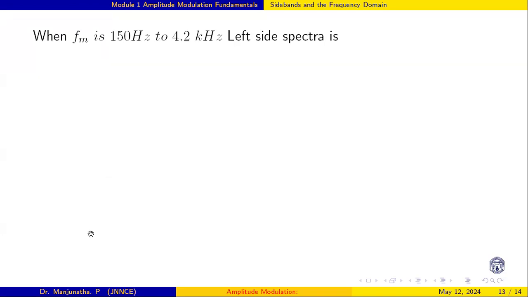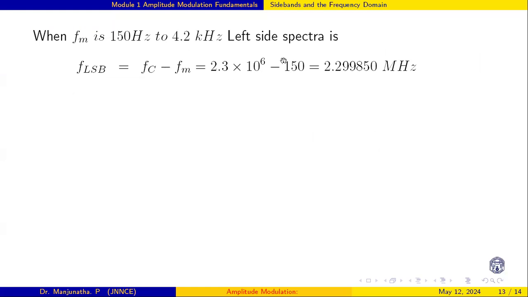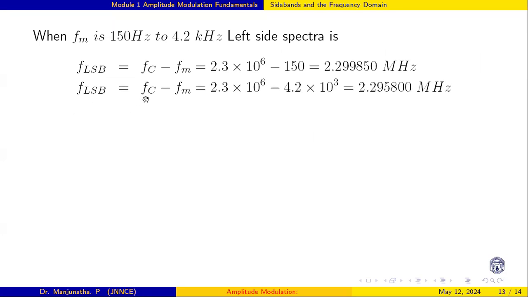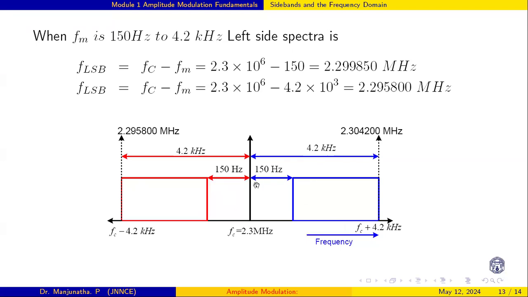Similarly, coming to the left side, fc minus fm: minus 150 hertz gives 2.299850 megahertz, and with 4.2 kilohertz, 2.295800 megahertz. How it looks is like this. This is the carrier frequency. From this place to this place, it is 150 hertz, and from this to this, it is 4.2 kilohertz. Similarly, this is the spectrum, the blue color and red color: left side spectrum and right side spectrum.